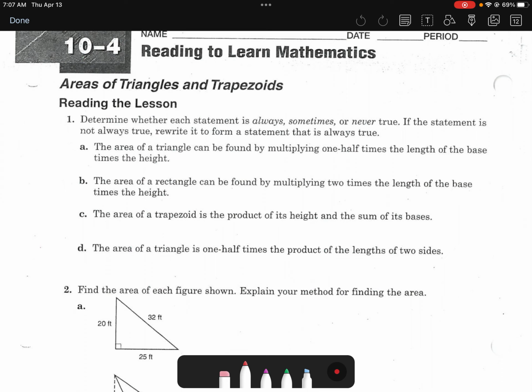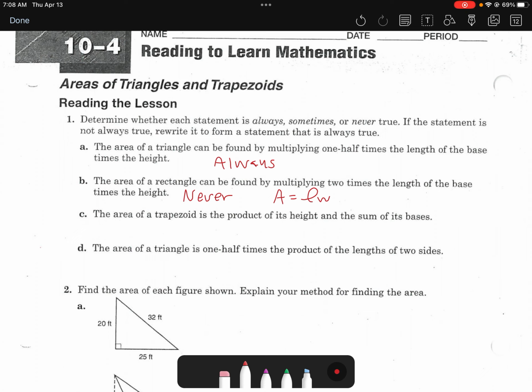Part A says the area of a triangle can be found by multiplying 1/2 times the length of the base times the height. That's always true. Part B, the area of a rectangle can be found by multiplying 2 times the length of the base times the height. I'm going to say that's not true. I'm going to put never there. If you want the area of a rectangle, all you're going to do is take the length times the width.